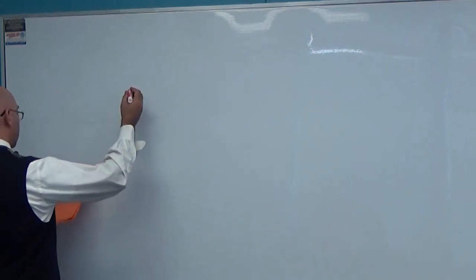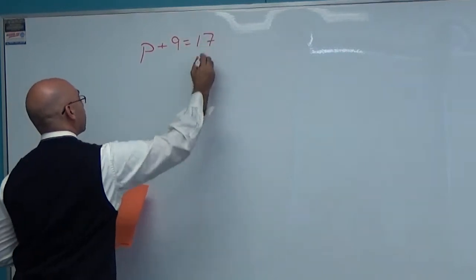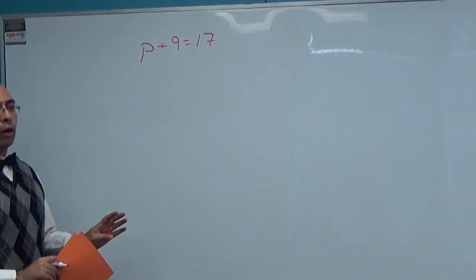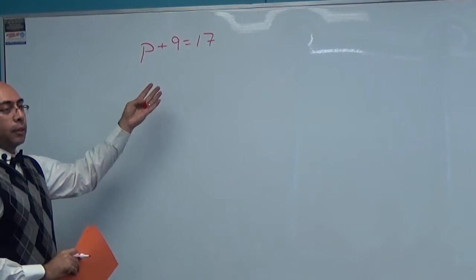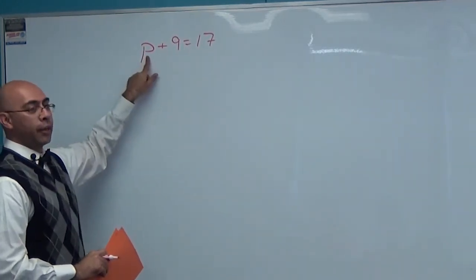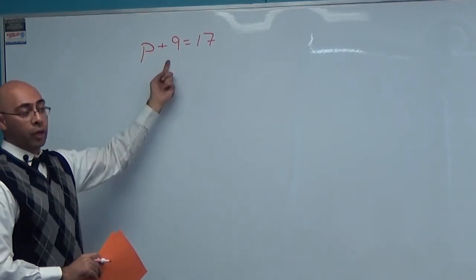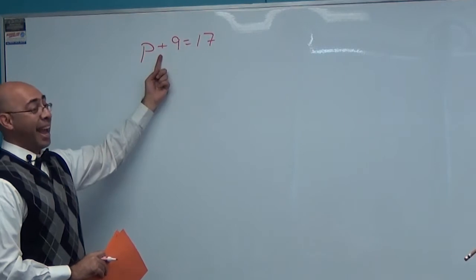So this first problem here, p plus 9 equals 17. So with number 1, all you're doing is looking at the problem, starting with the answer, and working backwards to figure out your missing letter. Working backwards just means to do the opposite of whatever it says here. Here it says to add 9.